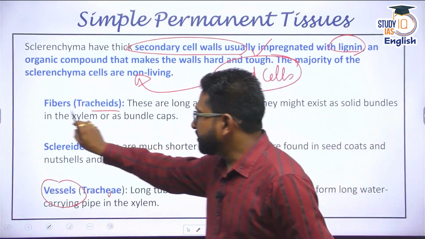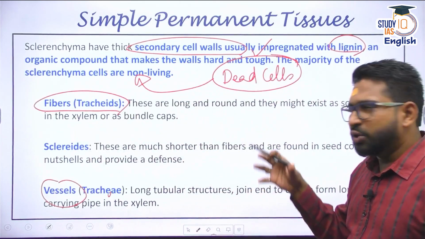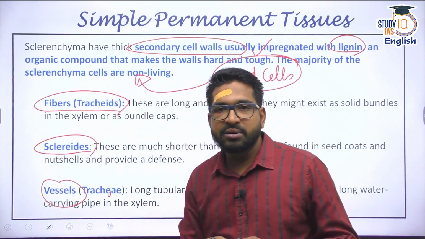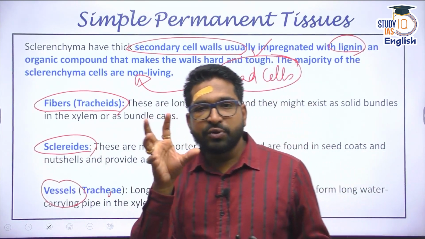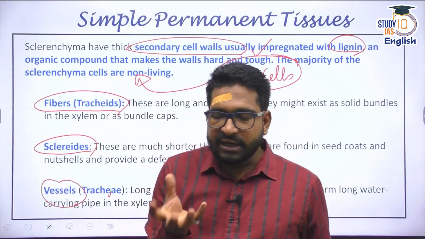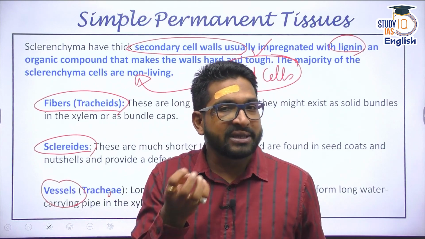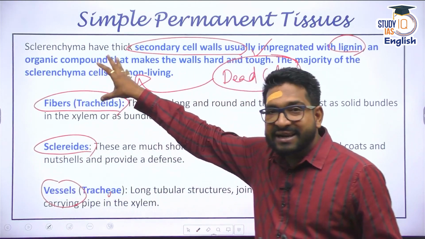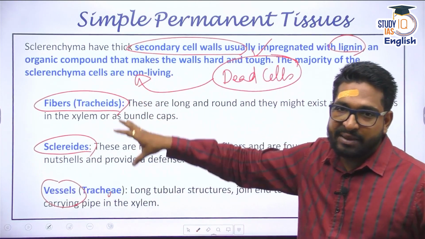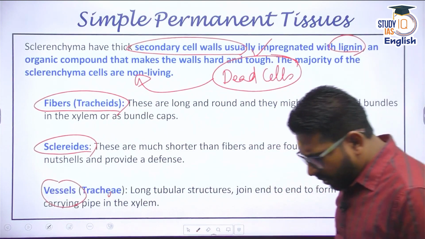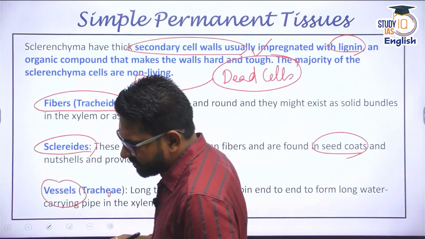Sclerenchyma fibers can be seen, especially in composition of xylem itself. These sclereids are normally found, when you take a seed, is there an outer coating outside it? Yes, to protect the seed. It is mostly made up of these Sclerenchyma tissues or Sclerenchyma cells. Most of the seed coats or fibers, or you can give example of coconut.